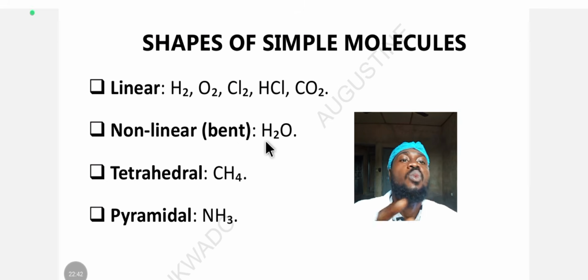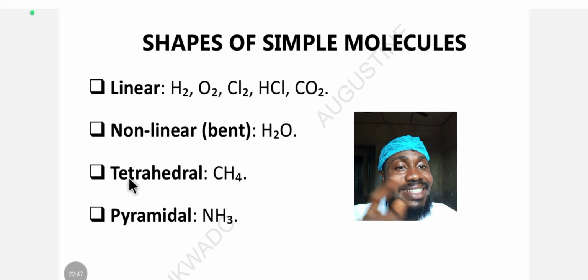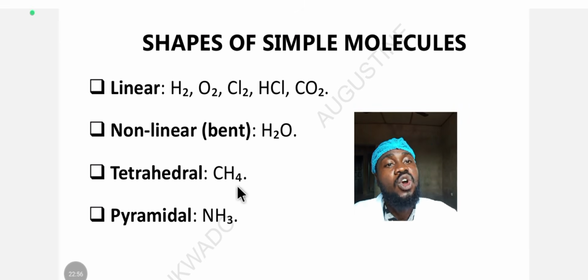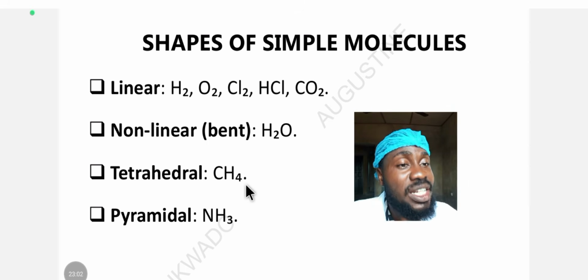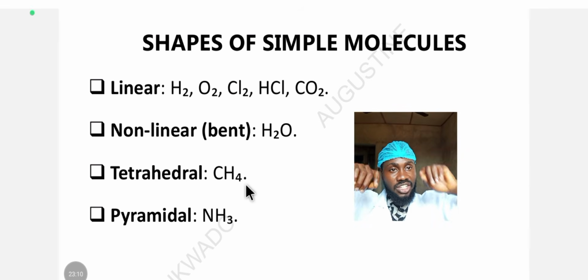So the bent shape one is water. For example, the most common is water. Then tetrahedral shape is what? Methane. Methane is a very common gas, with the tetrahedral shape. When you say tetrahedral, what is the meaning of tetra? Tetra is 4. Hedral means that it has 4 sides. Okay, 4 sides.